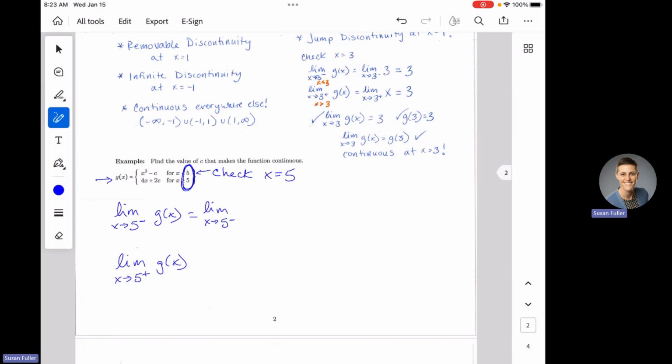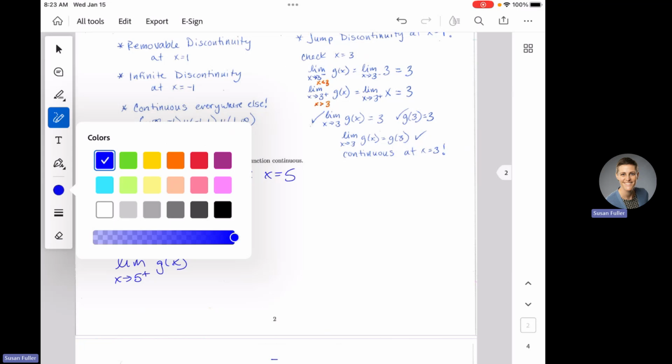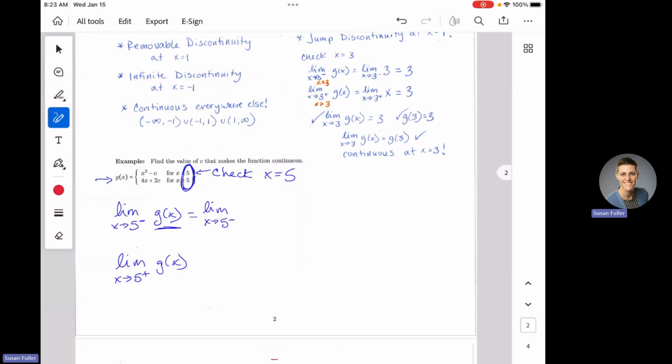Now, to figure out how this limit's going to work, we need to look at our function. Our function g of x is either going to be x squared minus c if our x values are less than 5, or g of x is going to be 4x plus 2c if x is greater than or equal to 5. So the question is, what are our x values here? Well, x is approaching 5 from the left. If we approach 5 from the left, our x values are going to be a little bit less than 5, because we're coming at it from numbers that are smaller than 5.